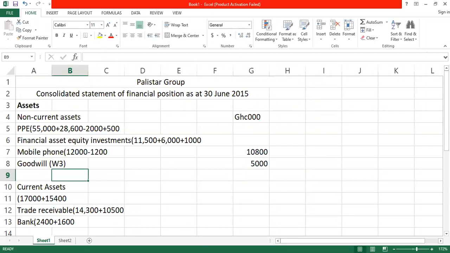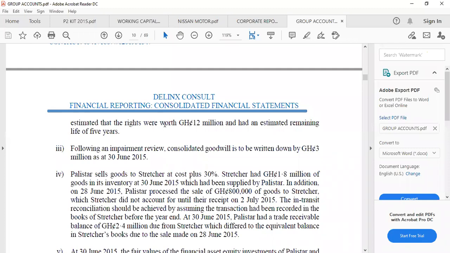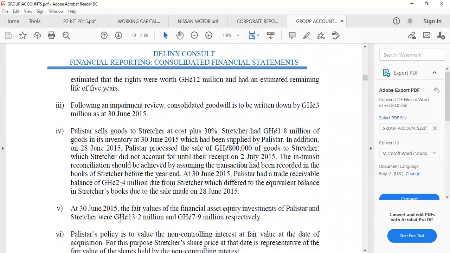Are we okay? All right. Let's move on to another thing. Following the impairment of goodwill, we are done with the footnotes. We are done with everything now.